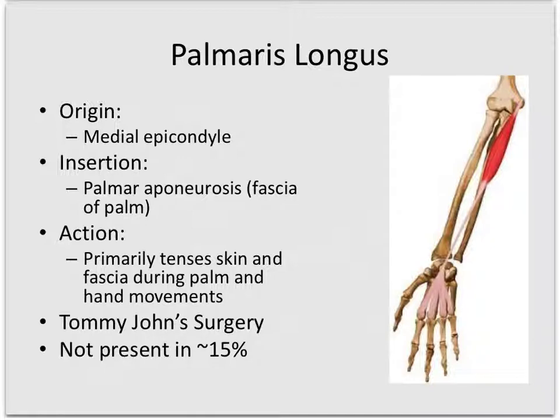Another interesting point about this muscle is that it can be completely removed during surgery, and the tendon can be used to replace the ulnar collateral ligament in the elbow if that's torn, which is called Tommy John surgery. They just take this tendon out and use it to replace the ulnar collateral ligament. They figured they could do this because about 15% of people don't even have this muscle in their body. So if those 15% of people don't have it, then we can take it out in these guys too, and that seems to be fine.